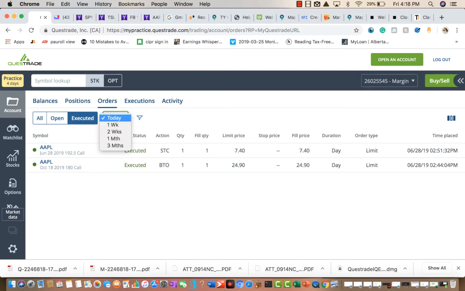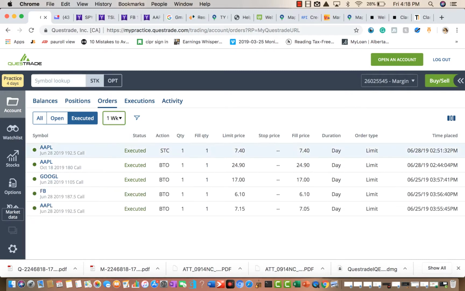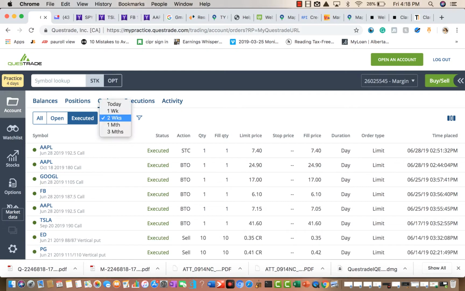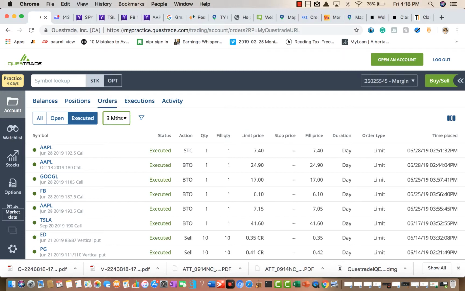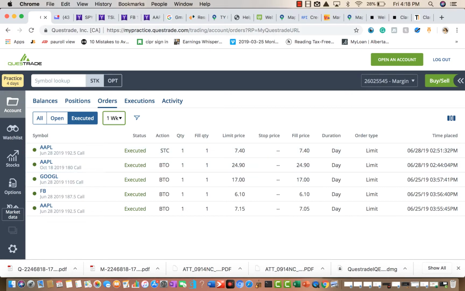As you guys can see right here, if you click this one right here and choose, let's say, a week, you'll see orders that have been executed for a week, and so on and so forth. You can go 2 weeks, you can go 3 months. You can always play around with this and see what actions you took for today or in the last couple of weeks.